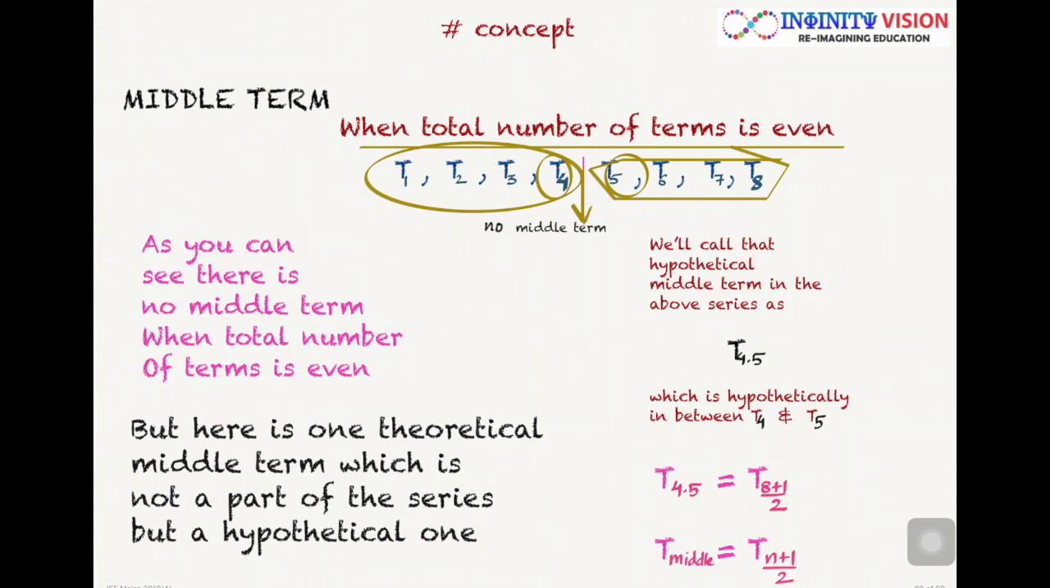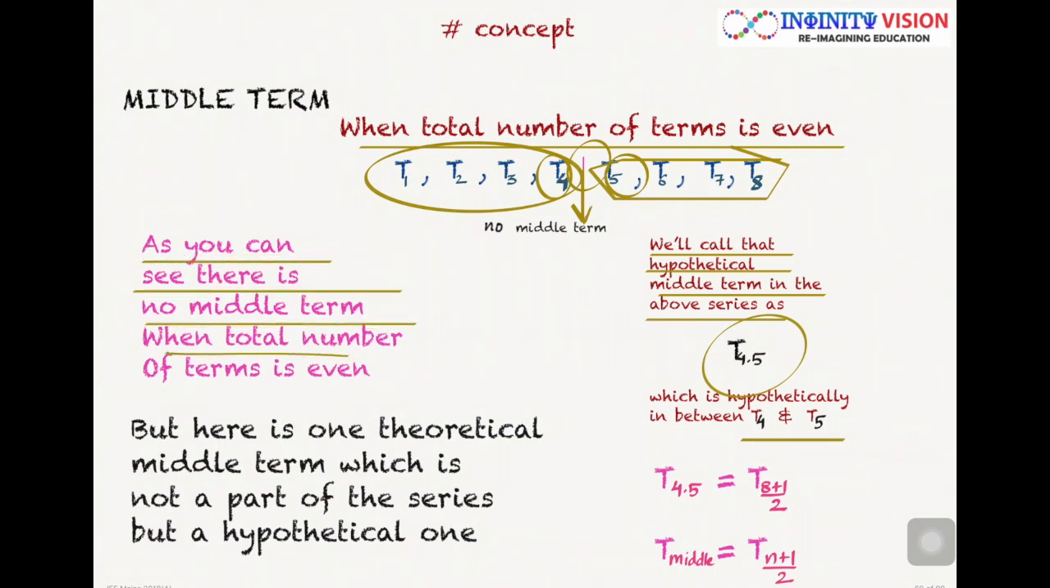There is not one specific middle term, but we have a way here. We'll manipulate our result. We'll call the hypothetical middle term in the above series T4.5. Why are we saying the hypothetical term is 4.5? Because this term lies between T4 and T5, and is not a part of the series. There is no real middle term when the total number of terms is even, but there is one theoretical middle term which is not a part of the series. When the total number of terms is 8, we take the term lying between T4 and T5. There is no term lying between T4 and T5, but we can say the average of T4 and T5 makes it T4.5.